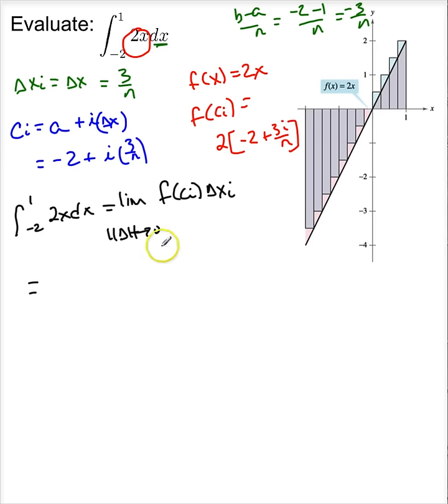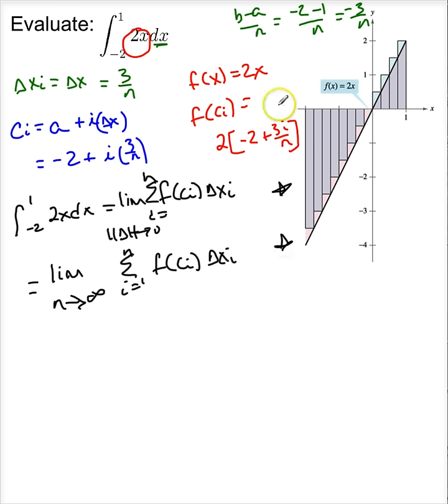So remember the limit as the partition goes to 0 is the same thing as the limit as n approaches infinity of, oh, I forgot my sum, didn't I? The sum as i goes from 1 to n. So this is the limit as n approaches infinity of the sum as i goes from 1 to n of f(c sub i) delta x sub i. Now I know it seems routine, but you do have to write both of those down. And now we're going to substitute in.